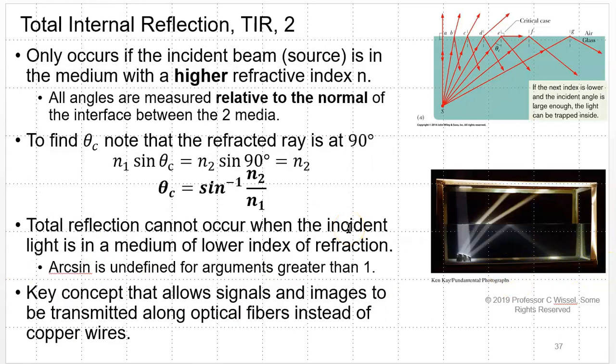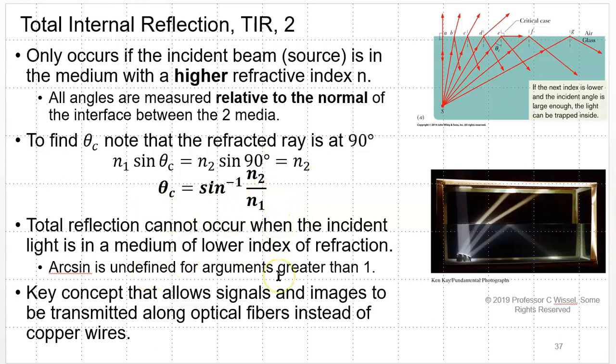Now remember, this only occurs if the incident beam from the source is in the medium with a higher refractive index. All angles are measured relative to the normal, the interface between the two mediums. Now to find theta C, you're going to notice that the refracted ray is at 90 degrees. So then we use Snell's law. Theta 2 is 90 degrees. So N1 sine theta C is N2 sine 90 degrees. Of course, what's N2 sine 90 degrees? It's N2. So theta C is the inverse sine of N2 over N1.